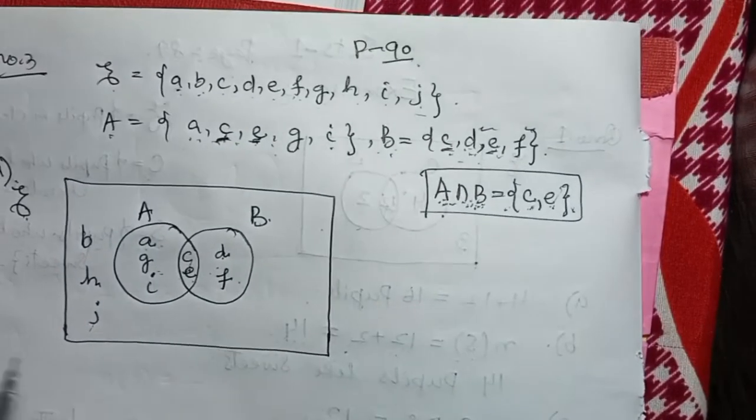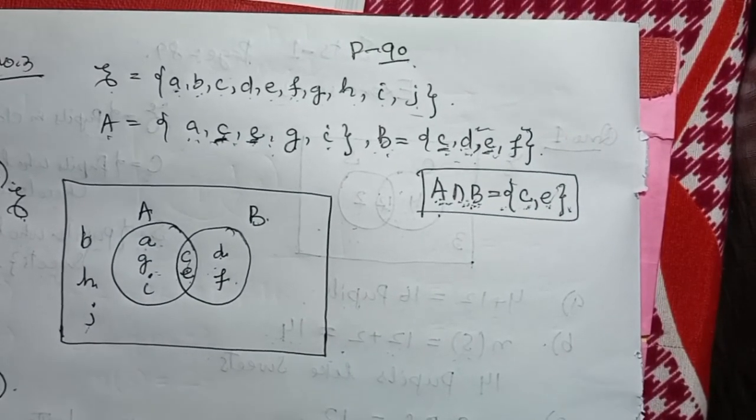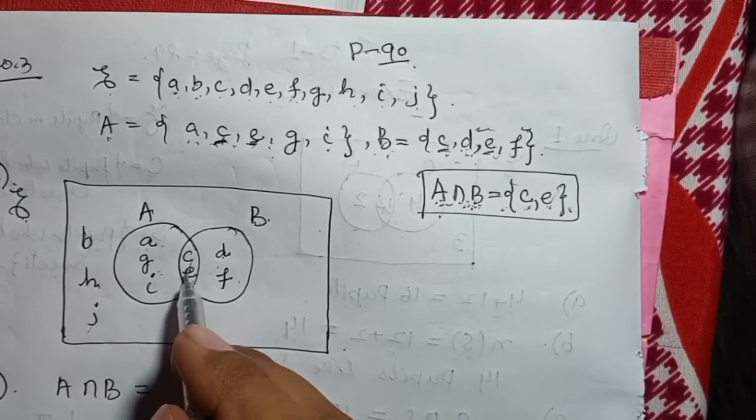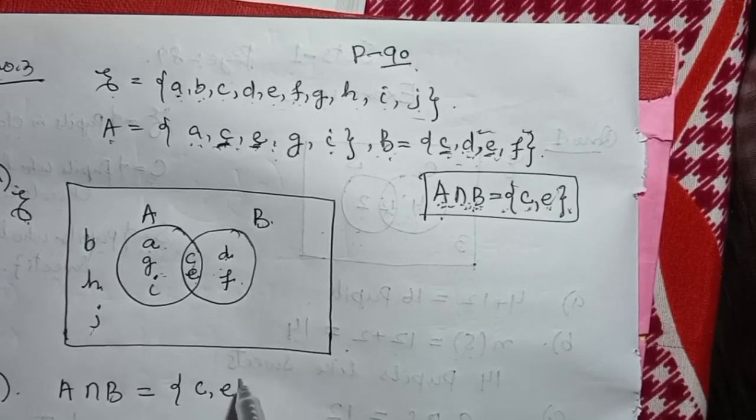Now part B is to list A intersection B. That is A intersection B. It is very easy. In the intersection part we have two elements, C and E.